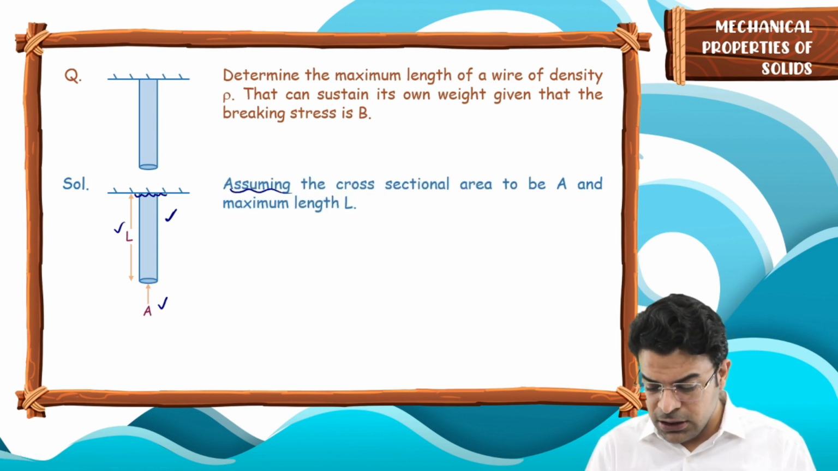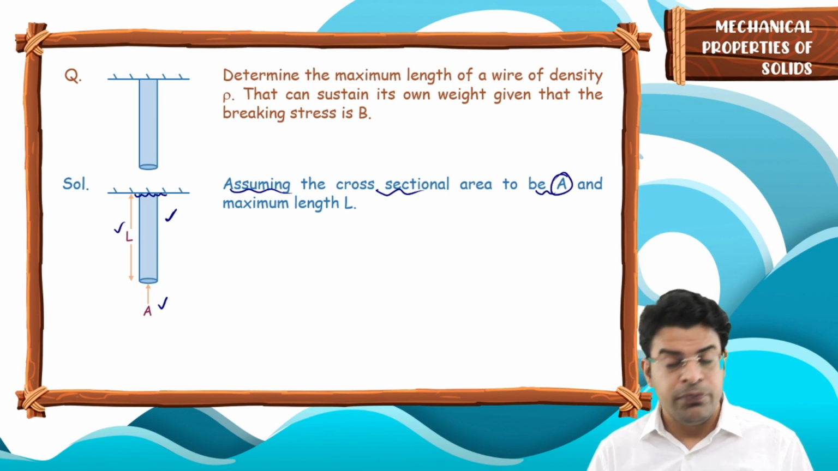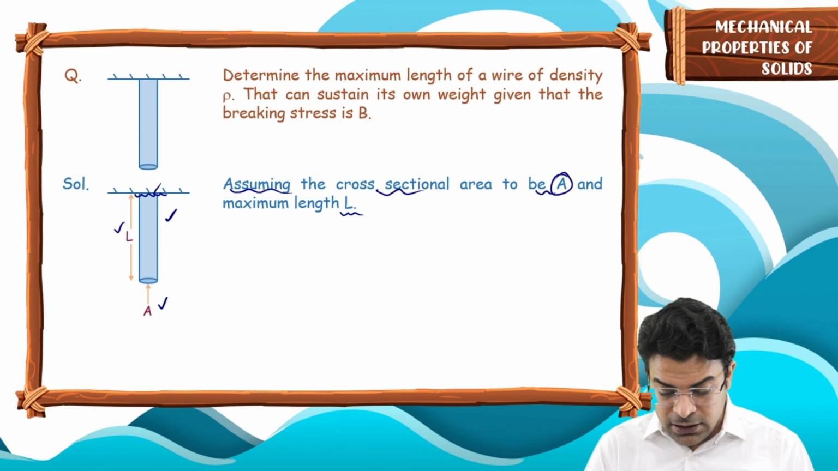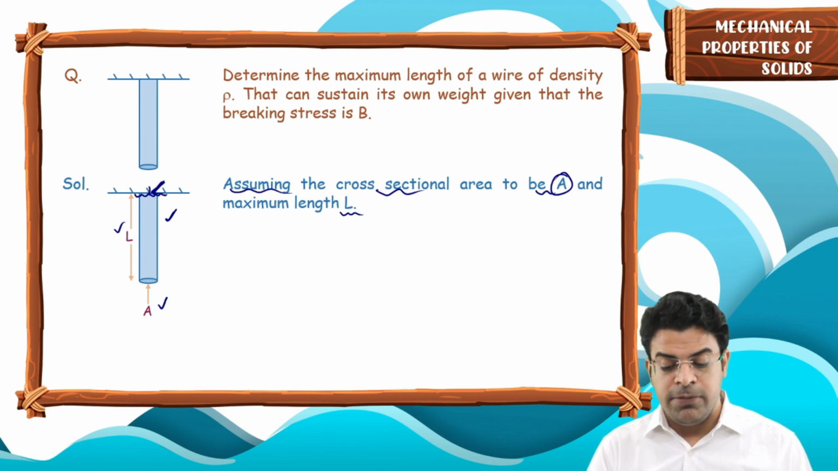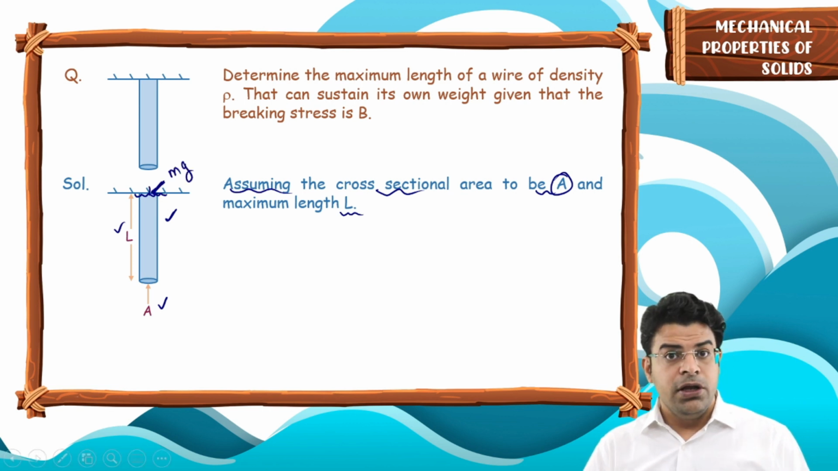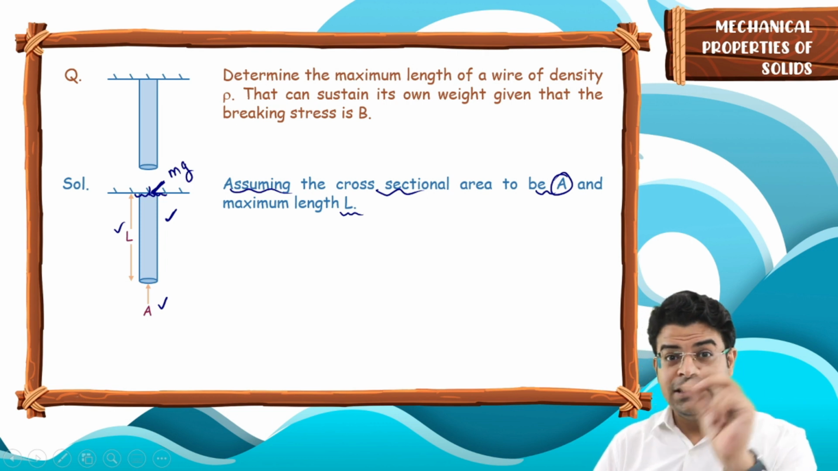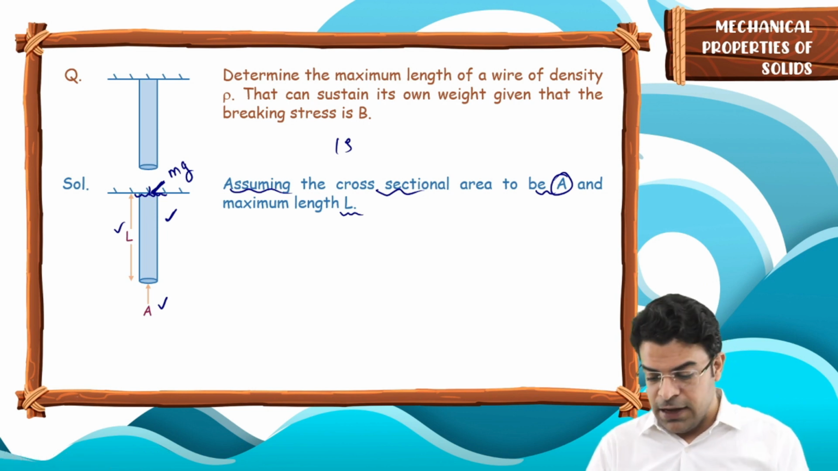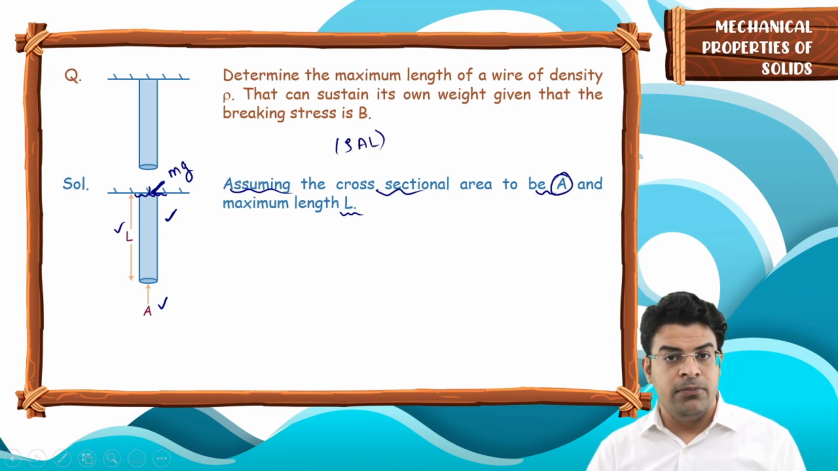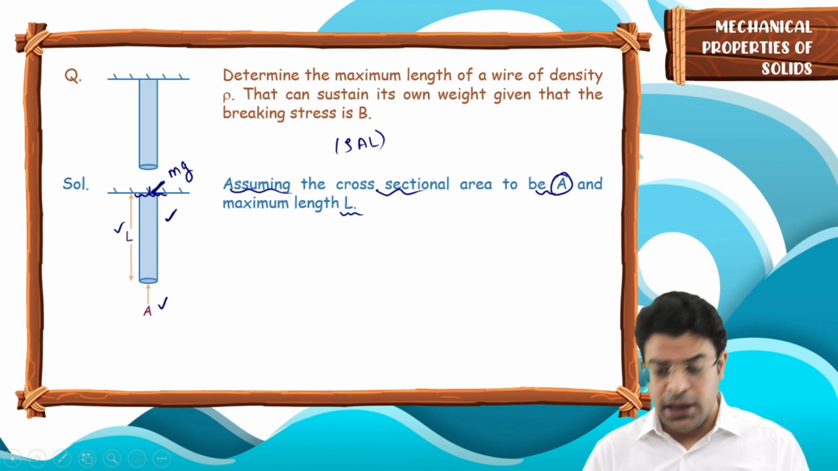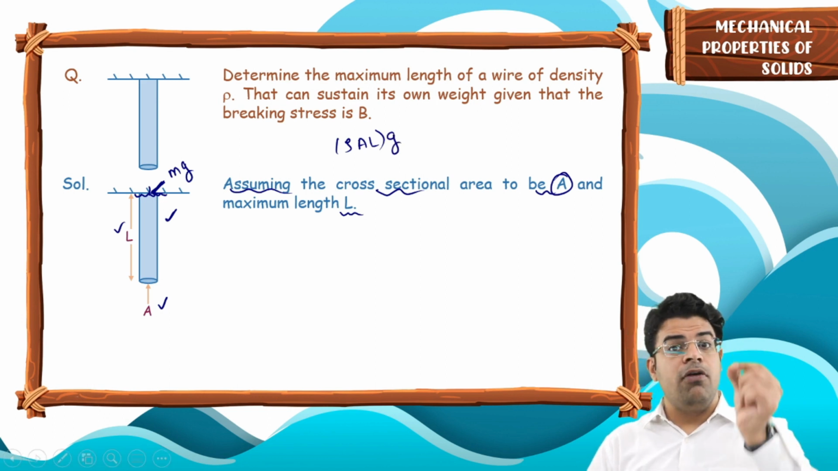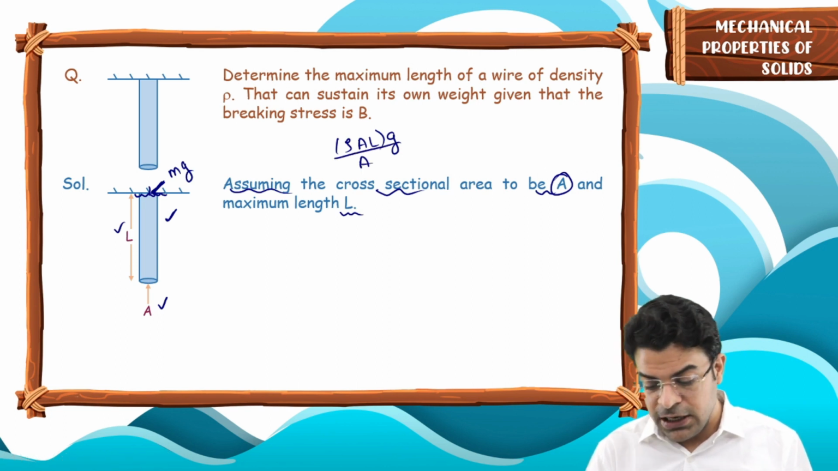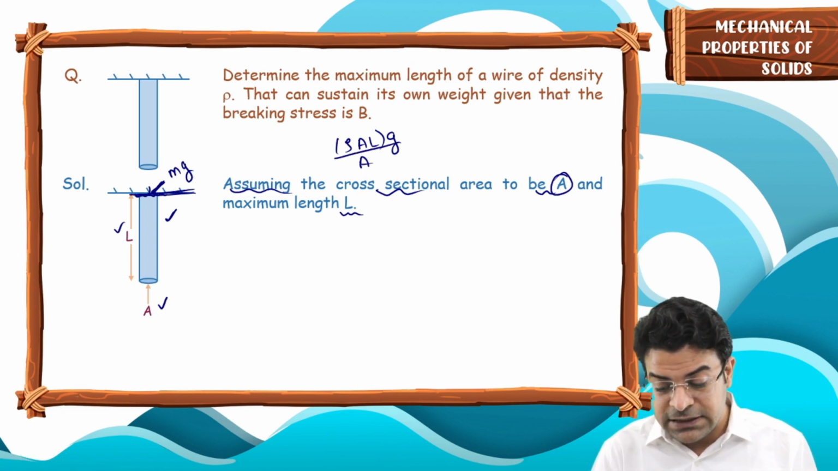So, assuming the cross-sectional area of the wire to be A and the maximum length that can be supported to be L, we know that the tension at the highest point will be equal to the mass of the whole wire into g. And you can write the mass of the whole wire as density into volume. So the density is rho and the volume of the wire is cross-sectional area into L. This becomes the mass of the whole wire. Into g becomes the weight of the whole wire. The weight of the whole wire divided by the cross-sectional area will be the stress at the top.